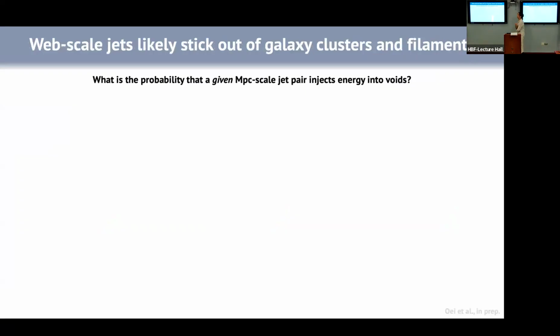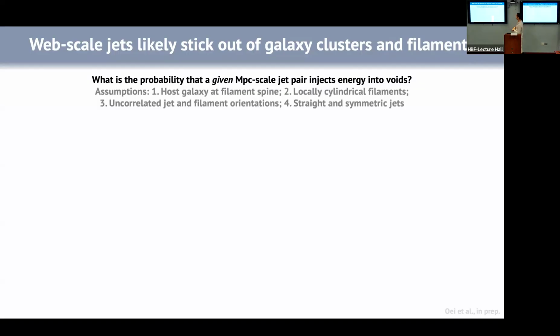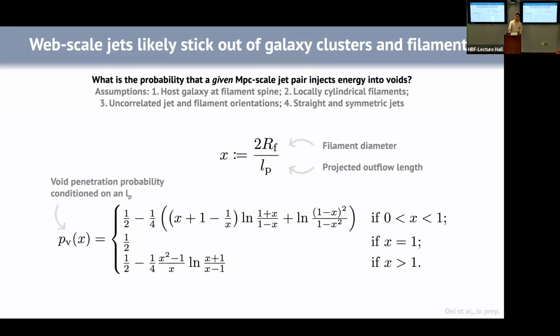So then the question is, if the filaments are the most common environments where these jets emerge from, are they actually likely to emerge from that filament, or are they aligned with the filament and therefore the jet material never gets out? You can do a rough calculation of that. What's the probability that such jets inject energy into voids? You have to make some assumptions: the galaxy is at the center of the filament, the filament is locally cylindrical, the jets are straight and symmetric. And if you do that calculation, you can find some formula.